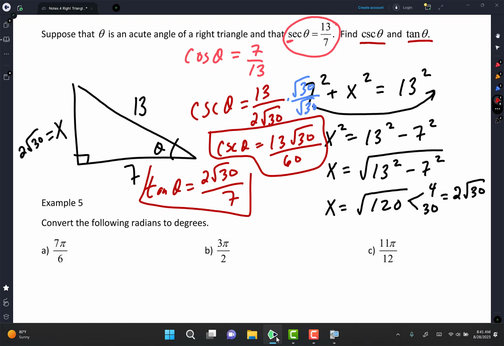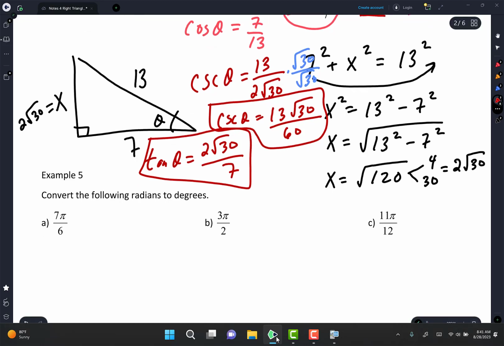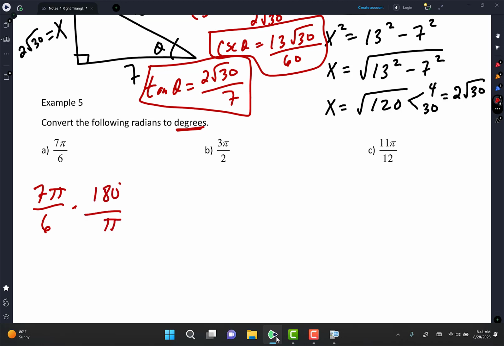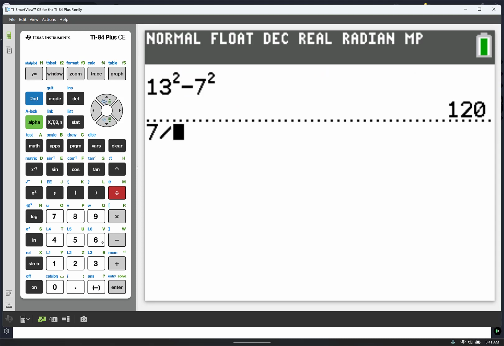How are we feeling, guys? Okay. All right, example 5. Hopefully these are not too extreme. Maybe you already have them memorized, but if you don't, that's fine. I want to turn these into degrees. So take your 7 pi over 6 and multiply it by 180 over pi. The pi's cancel out, and you're going to get 210. That's 7 pi over 6. So if you don't get that, just go 7 over 6 times 180, and you'll get that 210.